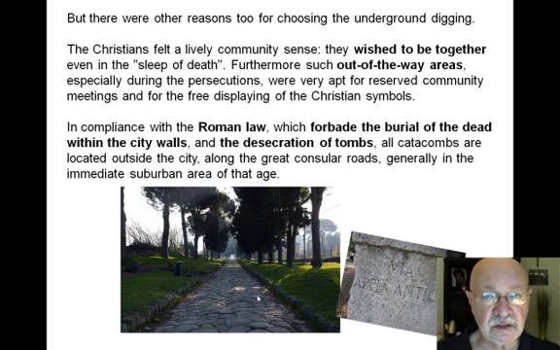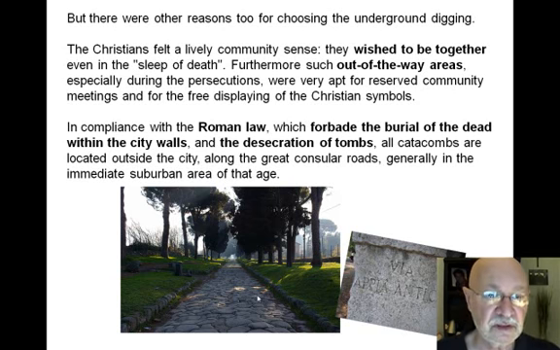But there were other reasons, too, for choosing the underground digging. The Christians felt a lively community sense. They wished to be together even in the sleep of death. They wanted especially to be buried near other martyrs, saints. Furthermore, such out-of-the-way areas, especially during the persecutions, were very apt for reserved community meetings and for the free displaying of Christian symbols.